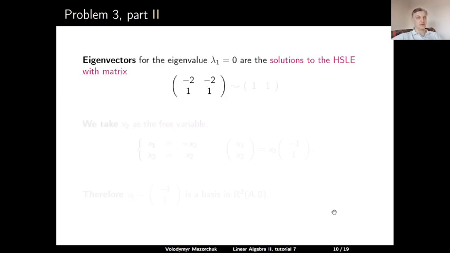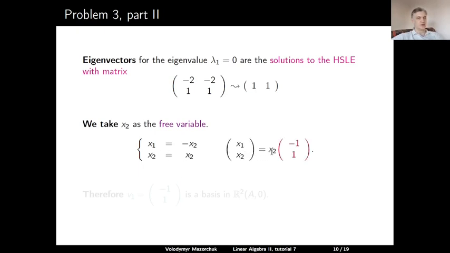For the eigenvalue 0, these are the solutions to the homogeneous system of linear equations, with the matrix being the matrix of our linear operator. So we see that the rows are linearly dependent. We can delete row 1 and get the matrix 1, 1. So here we can take x2 as a free variable. From our equation, we have x1 is equal to -x2, and x2 is equal to x2. This is the equation for the free variable. So in the vector form, x1, x2 is equal to x2 times -1, 1. Therefore, the vector -1, 1 is a basis of the subspace of all eigenvectors for A with eigenvalue 0.